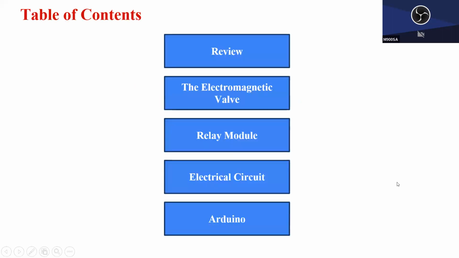So here are the contents we are going to learn today. First, a short review of what we have learned with other professors. Secondly, the electromagnetic valve, which we use to pump air to our soft robot. Next, relay modules. Fourthly, electrical circuits, and lastly, Arduino programming.